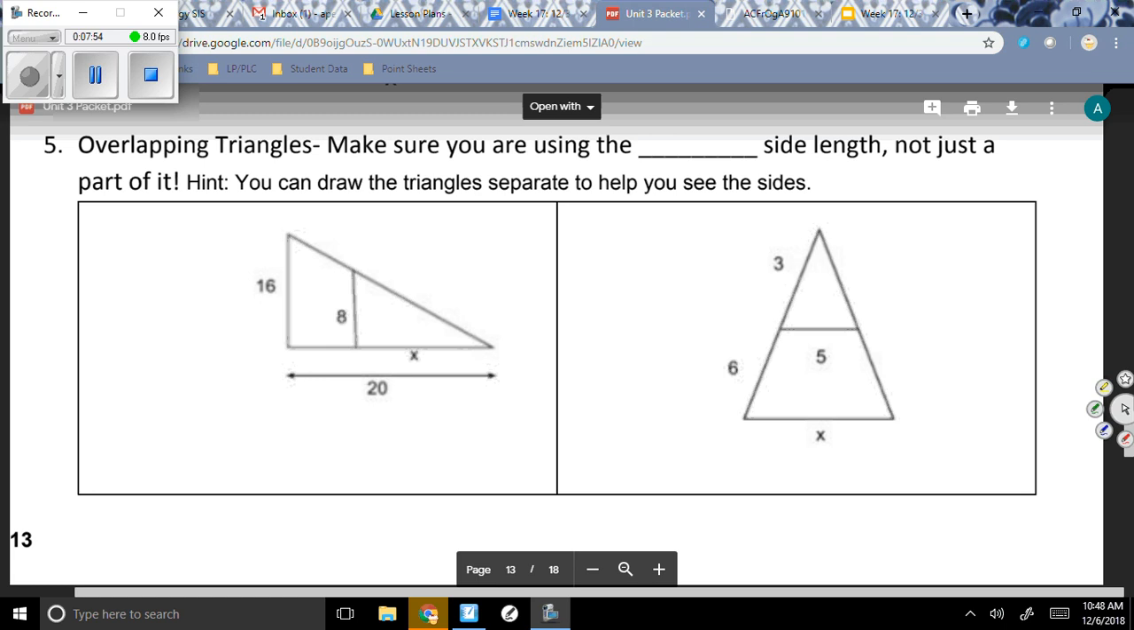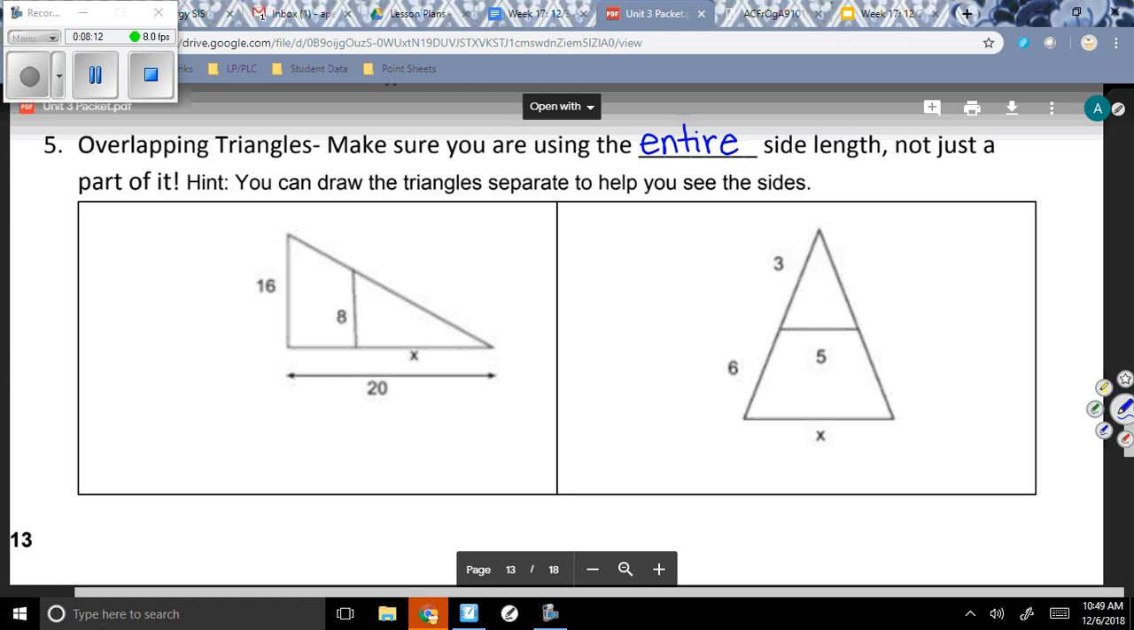Okay, the next problem is problem 5, and it is overlapping triangles. So when we see triangles that are overlapping, we want to make sure we use the entire side length and not just part of it. And it gives you a hint that you can draw the triangles separately to help you see the sides.